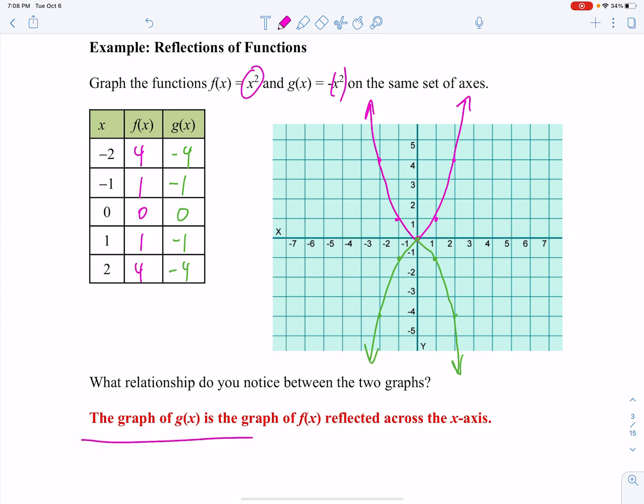What do we notice between the two graphs? G of x is the graph of f of x reflected across the x-axis. Again, it just looks like it went through the mirror, right?